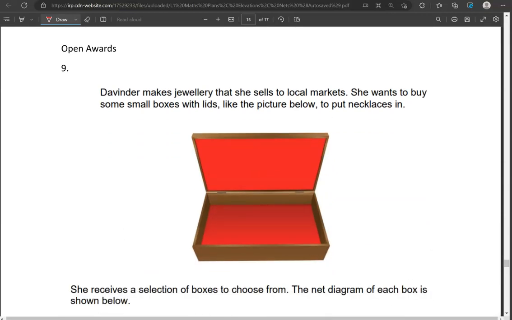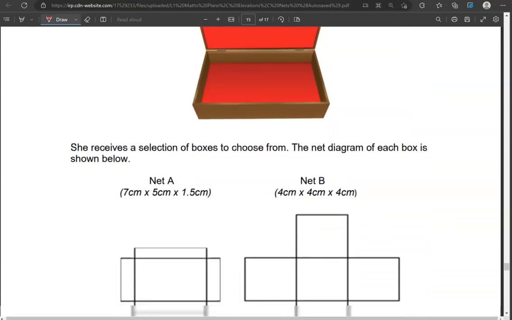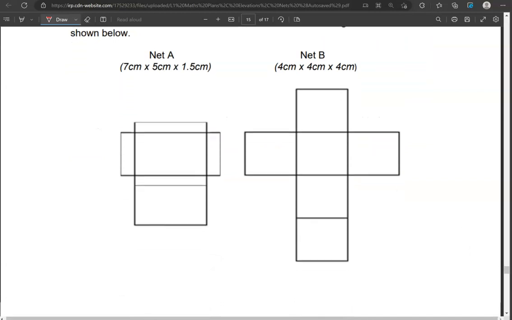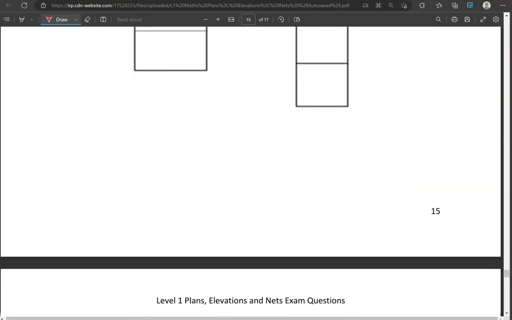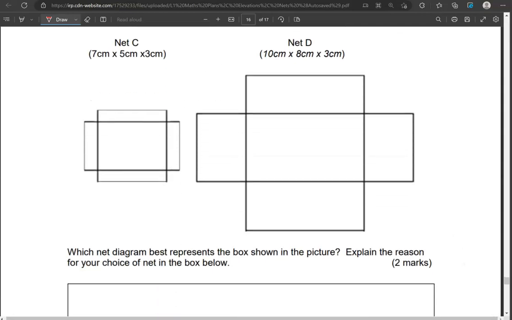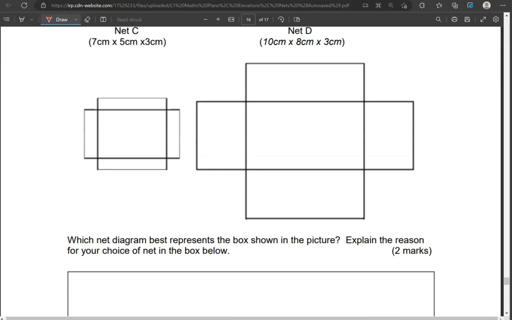Davinder makes jewellery that sells to local markets. She wants to buy some small boxes with lids like the picture below to put necklaces in. She receives a selection of boxes to choose from. The net diagram of each box is shown below. We've got net A and net B, net C and net D. Which net diagram best represents the box shown in the picture? Explain the reason for your choice of net in the box below.